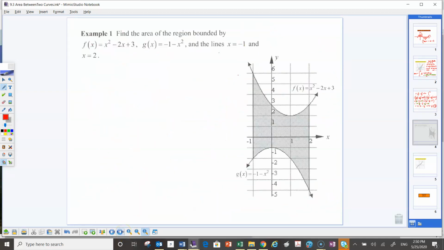Okay, this next example, they're asking you to find the area of the region bound by this parabola on top and this parabola below, but these two graphs don't intersect like the first one, but they also give us two vertical lines. So they want the area from where x is -1 to where x is 2 trapped between these two curves.